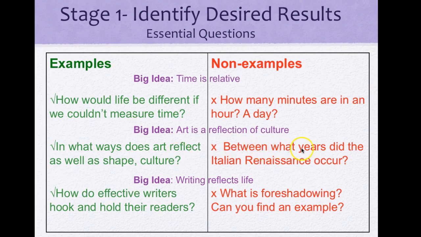The question, between what years did the Italian Renaissance occur, is a test item. It is not an essential question. Big idea, writing reflects life. How do effective writers hook and hold their readers?